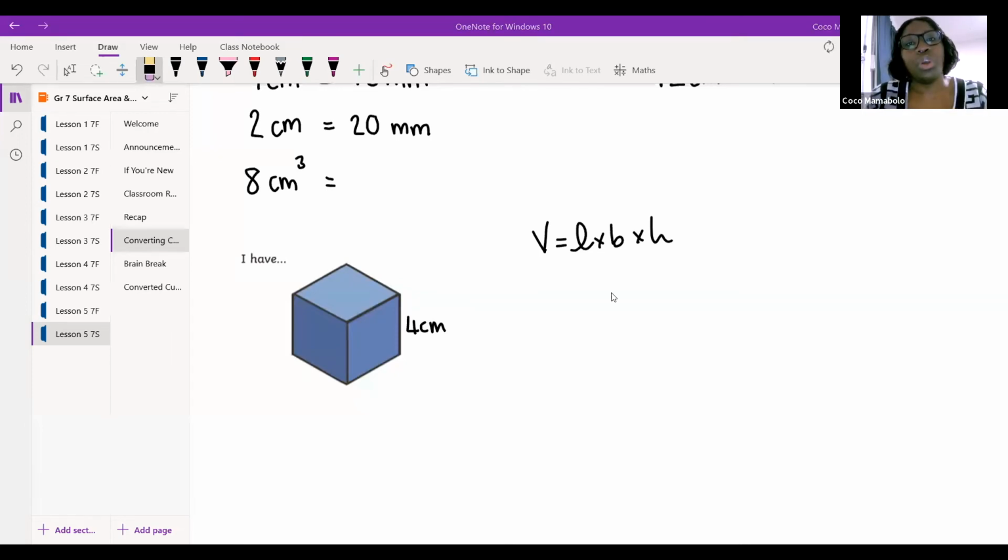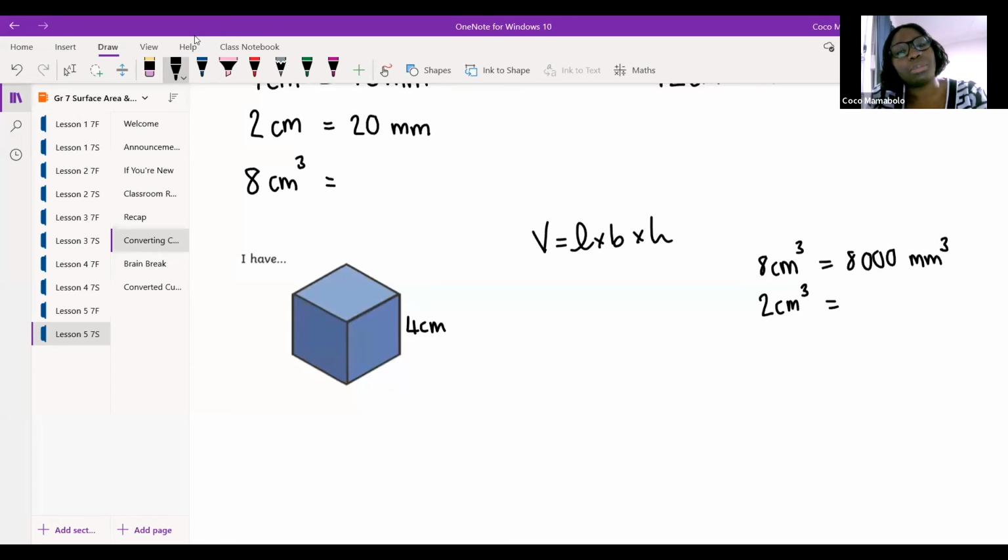For those of you who are a bit confused, remember guys, if I have 8 centimeters cubed, that's the same thing as 8,000 millimeters cubed. That's it. You've got it. That's the exact answer I'm looking for. Now, watch. If I have 2 centimeters cubed and I put that into millimeters cubed, that's the same thing as 2,000 millimeters cubed. So every time I go from centimeters cubed to millimeters cubed, I add 3 zeros to the end of my answer.